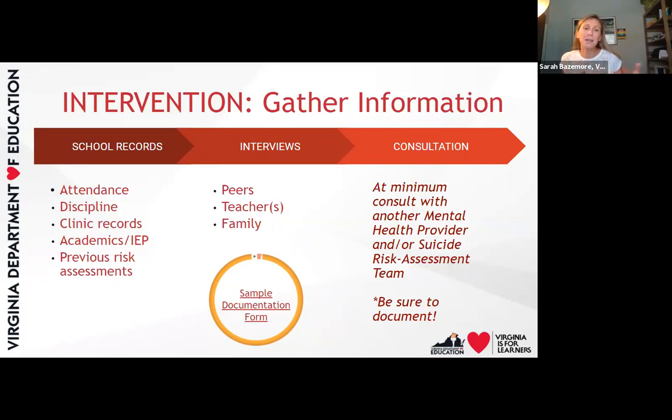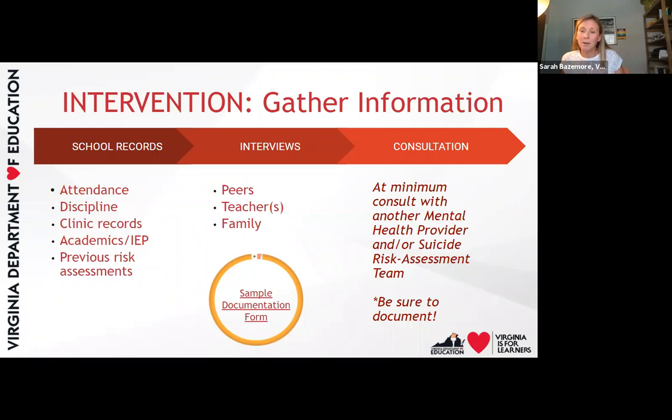And then additionally, looking at the student records. This is where your school administrator can be a huge help, because they can gather this information to assist as well: pulling attendance, discipline, clinic records, whether they have an IEP or 504, and also looking back to see if any other risk assessments have been conducted in previous years, because if we see a pattern, that can elevate a risk.